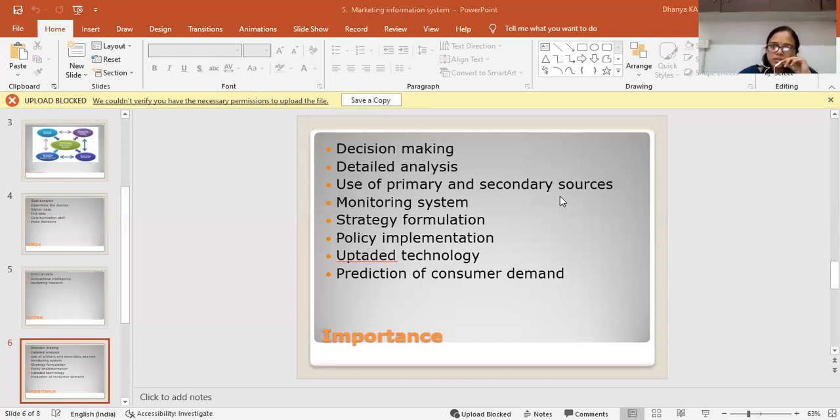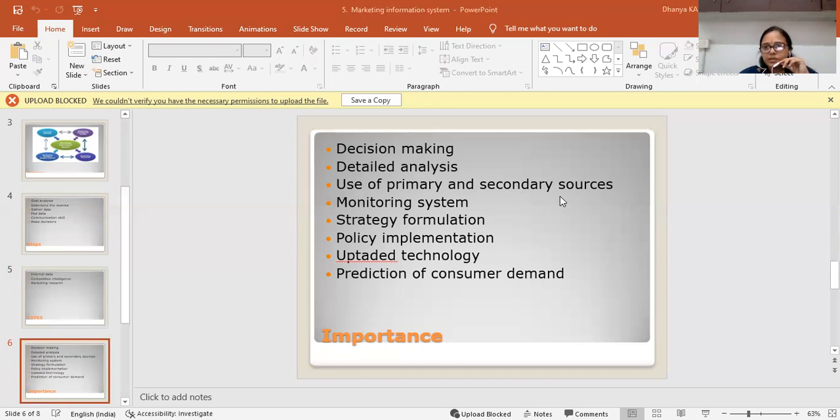Now, the second importance is, as we already mentioned, it gives a detailed analysis of different variables, and hence it will be helpful for the company to take the right decisions. And the marketing information system will make use of both the primary and secondary sources. As you know, primary data means using a survey or questionnaire to collect data. This is what I told earlier.